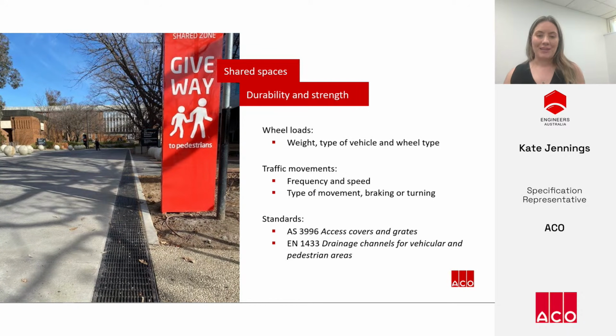Next up is loading. Considering the anticipated vehicular load that a drain will be subjected to is critical. Underestimating this can lead to product failures, and overestimating it adds unnecessary costs. Load isn't just related to the physical weight of the vehicle. We also must consider the type and speed of vehicles, the wheel load, how the wheel will move over the grate, and the number of movements as well. AS 3996 is the Australian standard for access covers and grates, and this stipulates load class requirements for grates, but it doesn't take into account the underlying drainage structure.